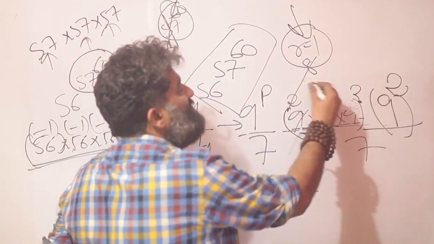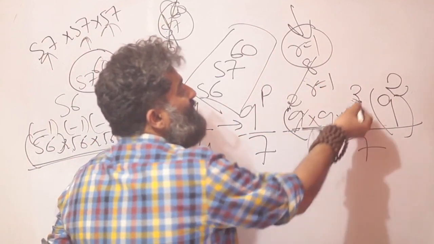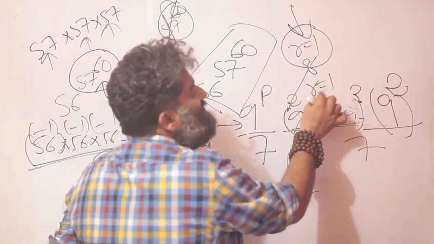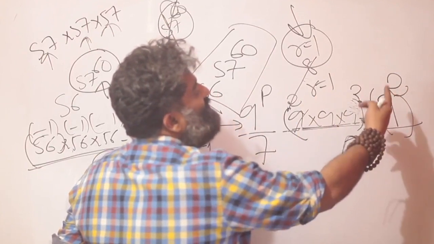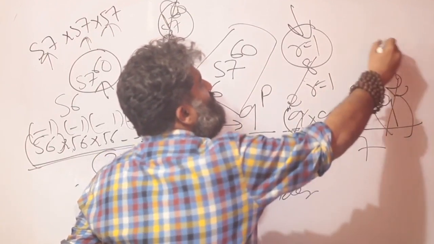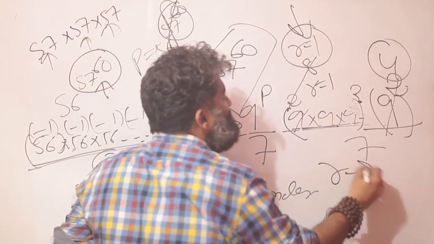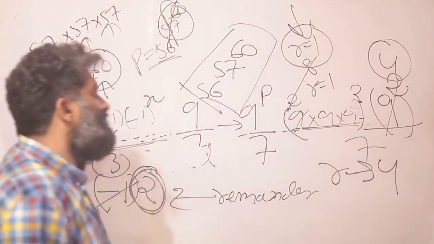Why is this important? Because all of this, no matter what this power is, was going to give you a remainder of 1. Each of these 9s is going to give you a remainder of 2 and 2, so your overall remainder would be 4, and your final answer now would be 4.